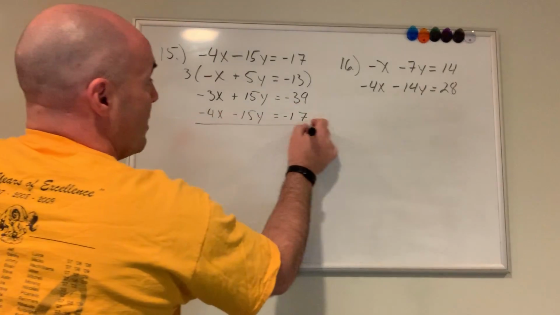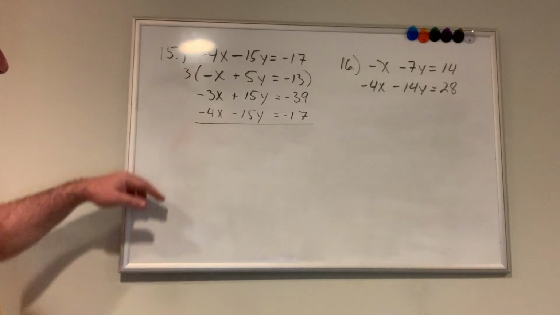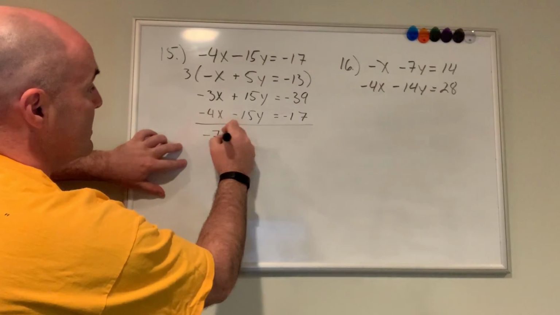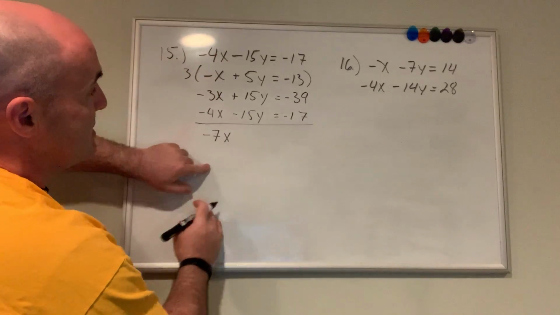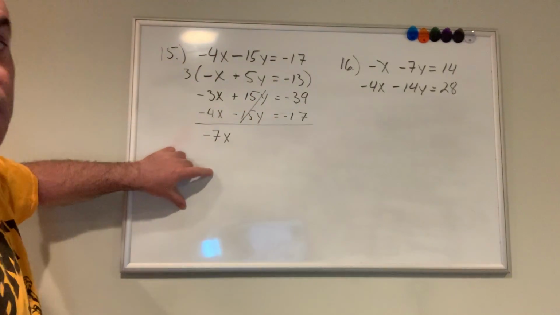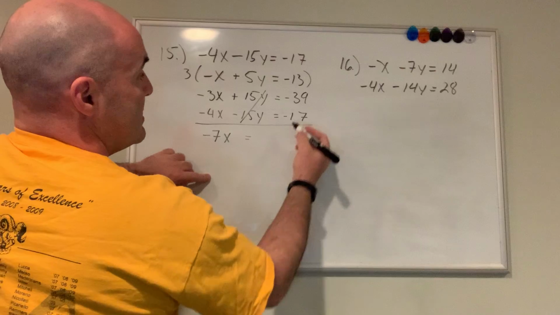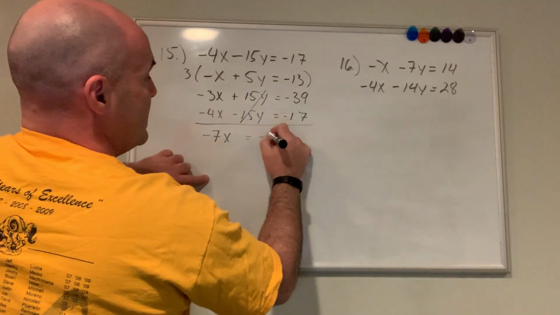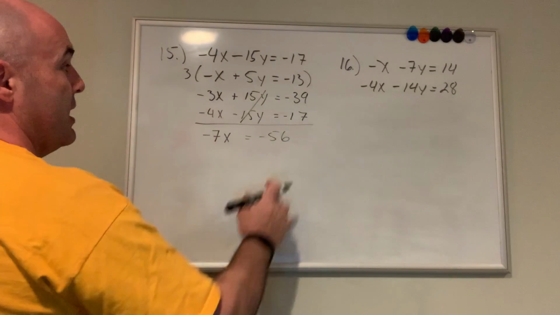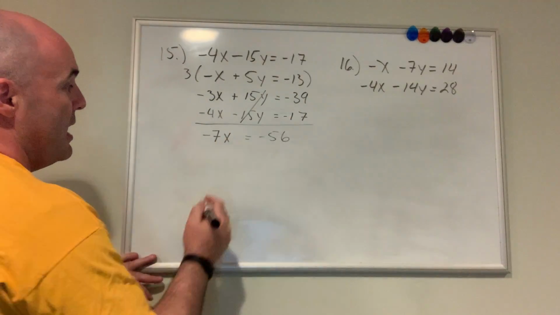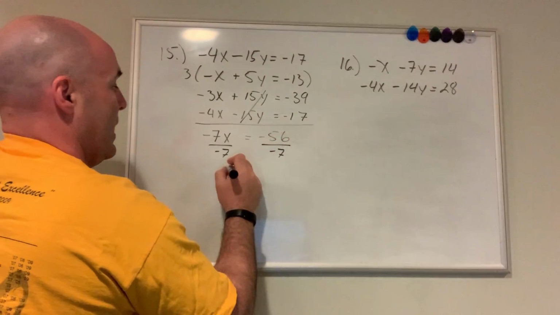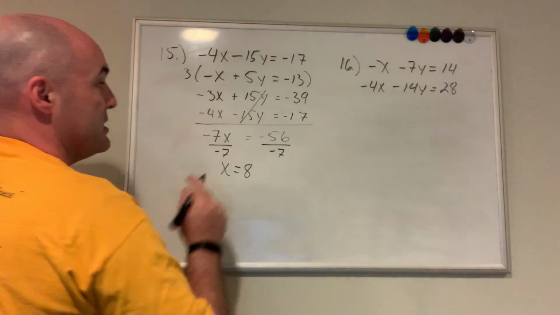Okay, now we're gonna add vertically. This is a negative and a negative, so that gives me negative 7x. Anything plus its opposite is 0, so we've eliminated the y. This is gonna give me negative 56. Okay, that gives me 16 carry the 1. And I'll divide both sides by negative 7. And x is equal to positive 8.